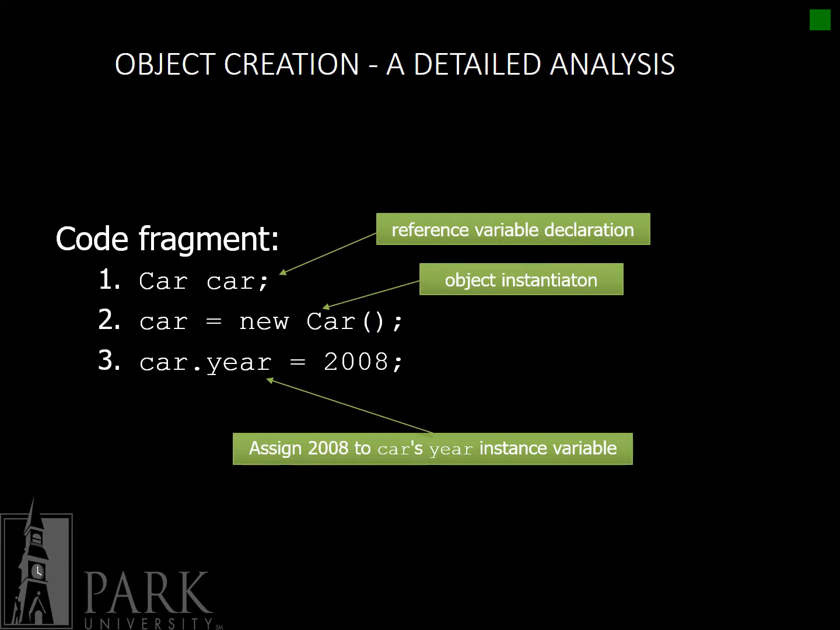Note that for this assignment to work, we're making the simplifying assumption that the year is a public instance variable, as opposed to a private instance variable. And you should remember from our discussion of object modifiers how public and private changes how you can access a member variable.